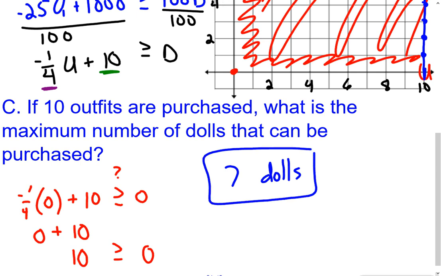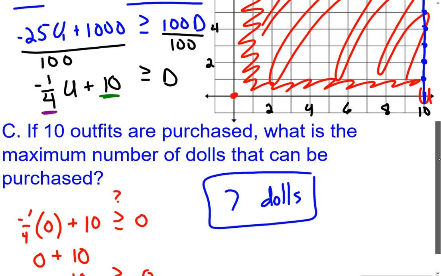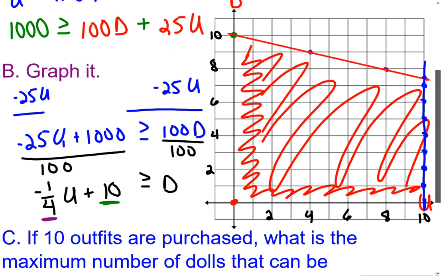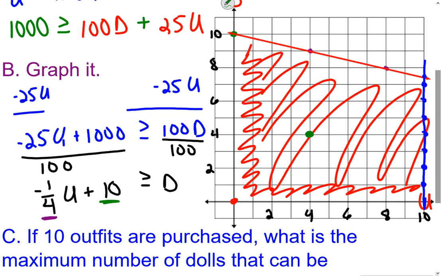Now, there's lots of other questions that could be asked, but that's the one that it asked based off of this. But I just want to come back here and look at all of these different possibilities that you could purchase. If I pick that one point right there, that's telling us that we could buy 4 outfits and 4 dolls. It would cost less than $1,000. We'd have extra money left over, but it would work. Any one of those points in that solution set satisfy going into the store with $1,000, and what can we come out with?